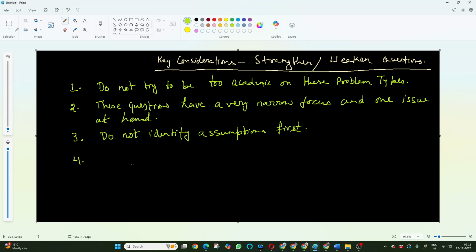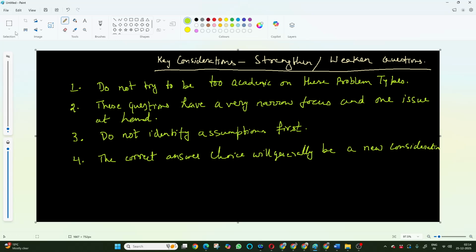Fourth key consideration, the correct answer choice will generally be a new consideration from outside the passage.